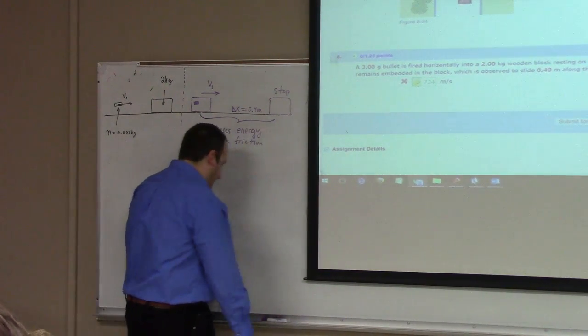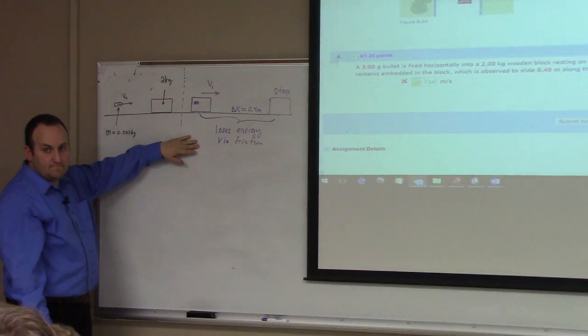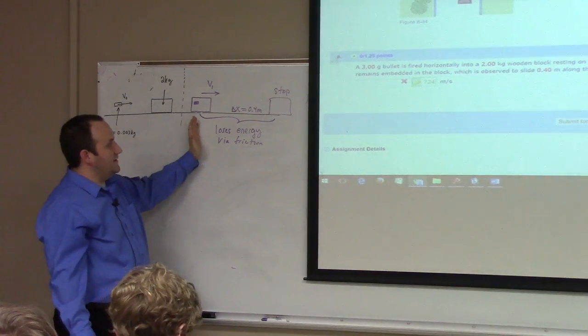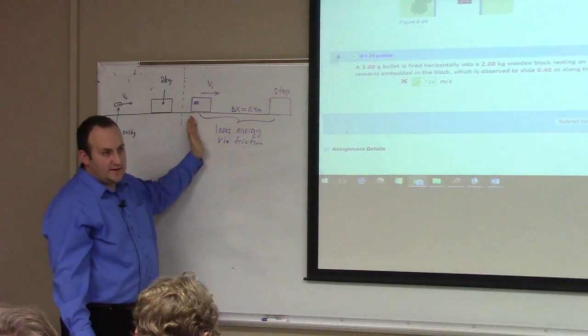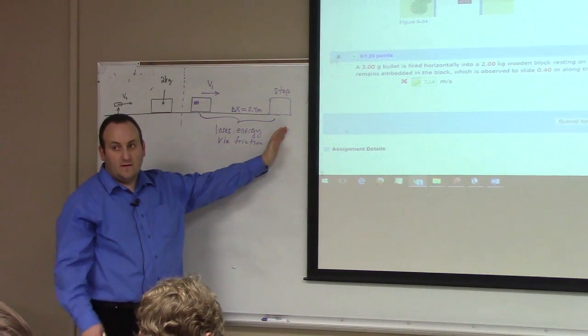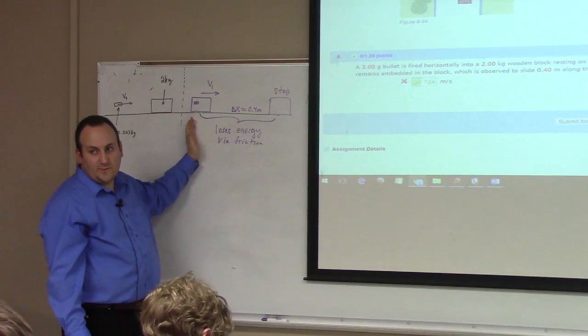Okay, so here's how we're going to do this problem. Number 1, we're going to conserve momentum as the bullet is embedded. Number 2, we are then going to assume that the initial kinetic energy is equal to the kinetic energy lost due to friction. Does that make sense? The initial kinetic energy of the block is exactly the same as the work done by friction.